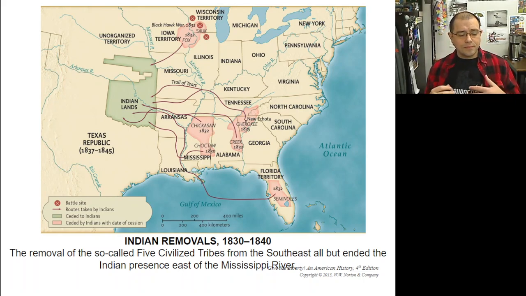Now, what this comes down to is Congress had passed a law allowing federal money to remove Native Americans, but at this point it was still only being done by the states. The state of Georgia was trying to use federal funding and the militia to forcibly remove the Cherokee from their land.